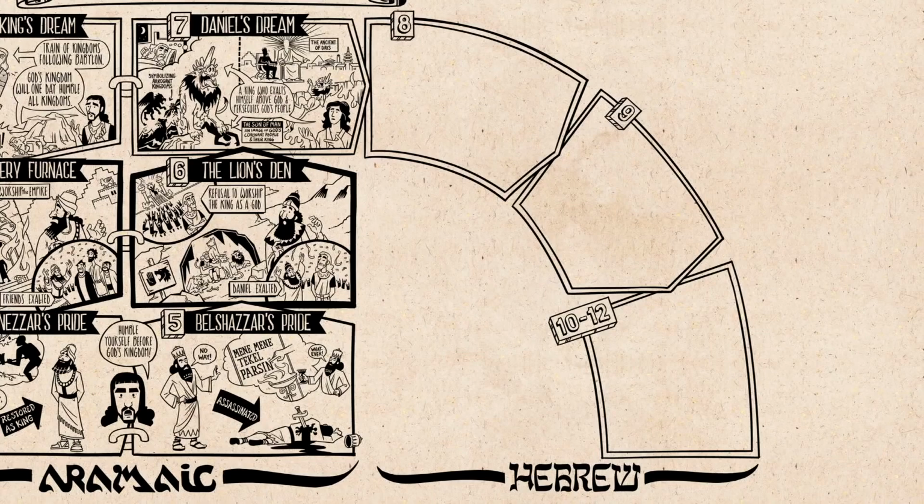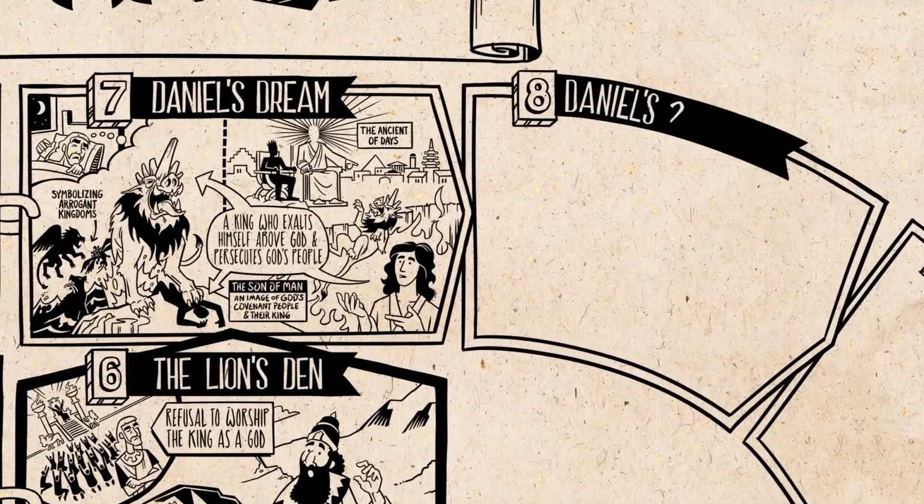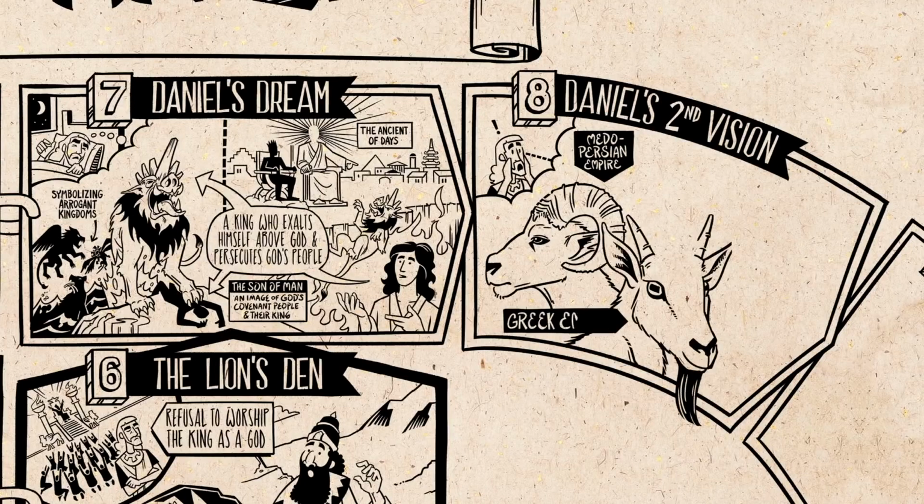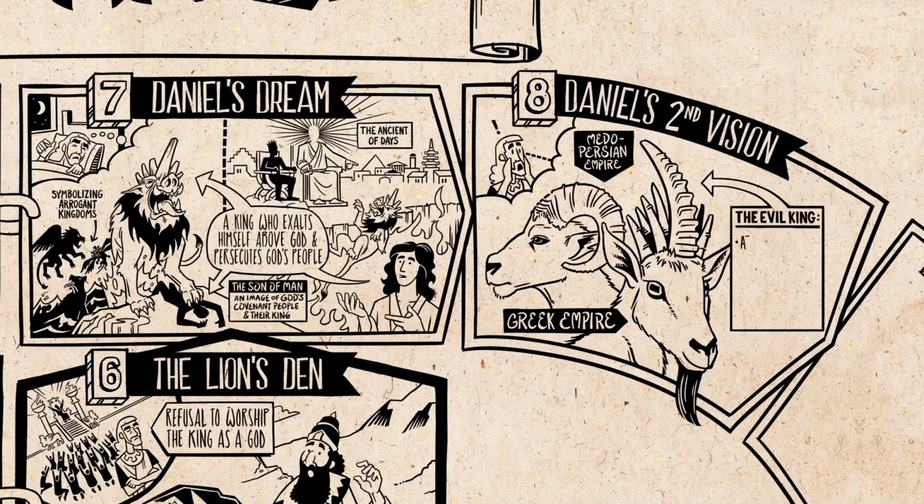set out to explore. In chapter 8, Daniel has another vision about the final two beasts of chapter 7, but this time they're symbolized by a ram, who we're told is the image of the empire of the Medes and Persians, and then by a goat, who's an image of ancient Greece. And out of the goat come a whole bunch of horns, one of which symbolizes the evil king from chapter 7. And we're told more about him, that he will attack Jerusalem and exalt himself above God and defile the temple with idols. However, in the end, he will be destroyed by God, who will exalt his people and his kingdom.